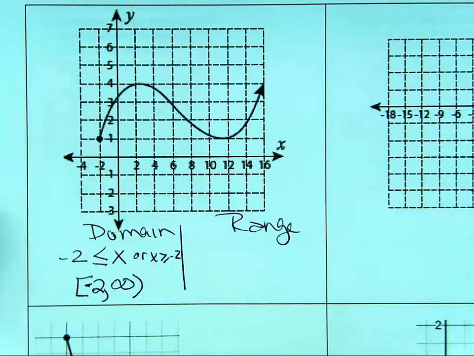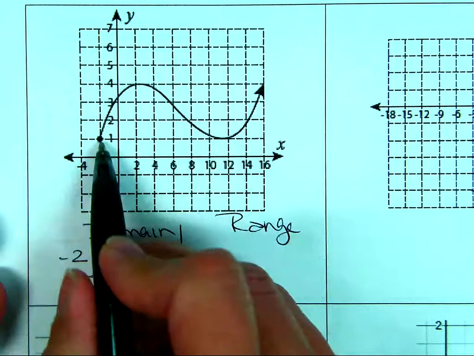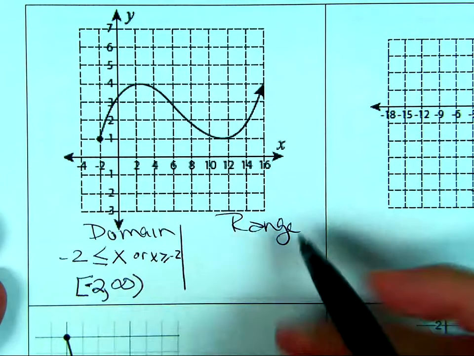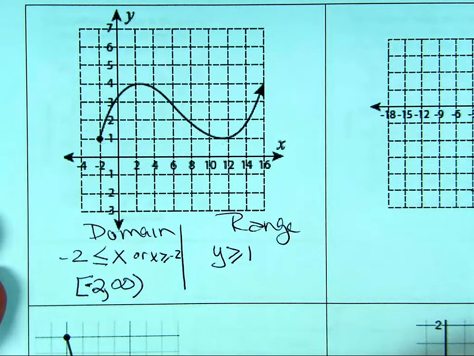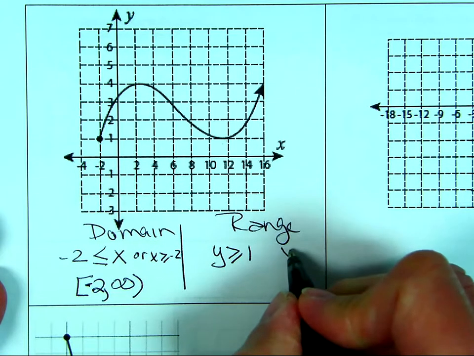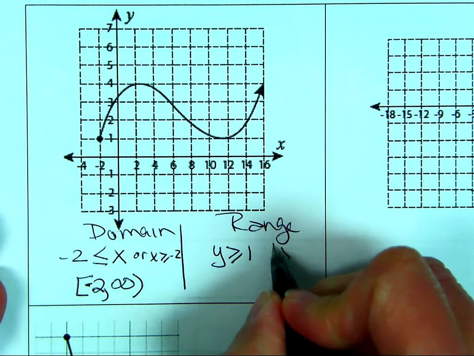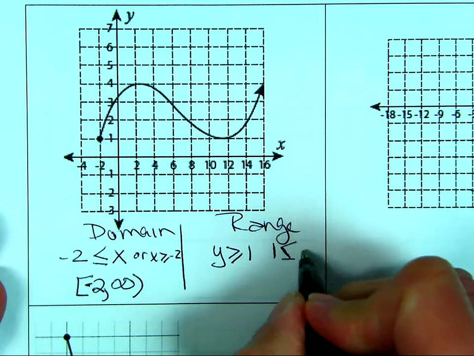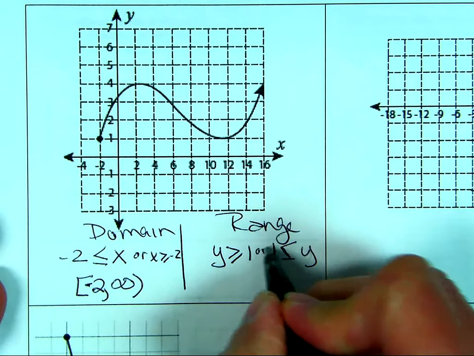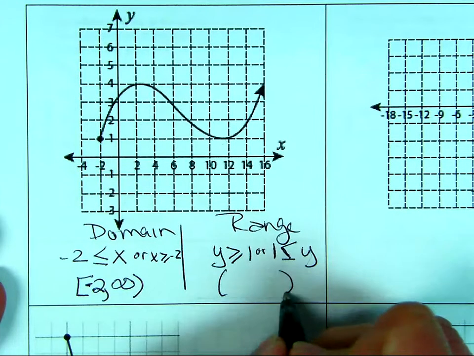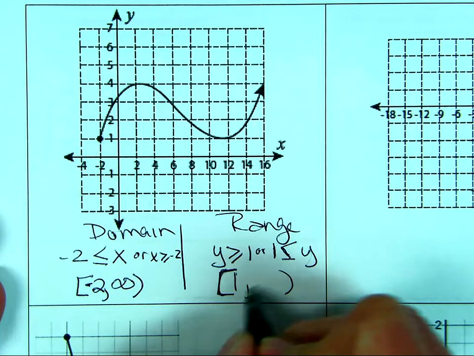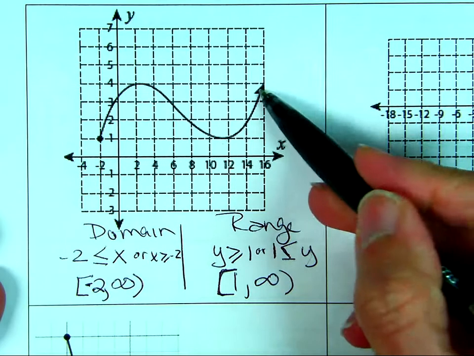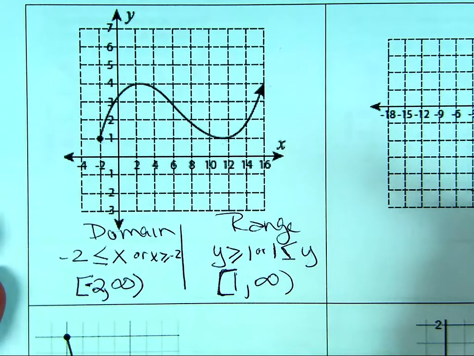So on range, it's all about y. So I look for my point that's down the lowest. It looks like 1. Here it's 1, and there it's 1. So y is greater than or equal to 1. I could write it like that, or I could say 1 ≤ y. Or if I was using interval notation, I would say a square bracket at 1 and goes on to infinity, because that arrow tells me it goes up and right forever.